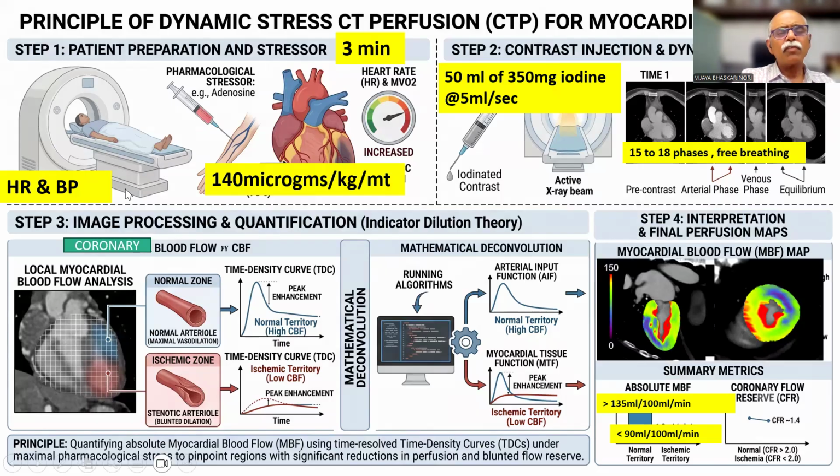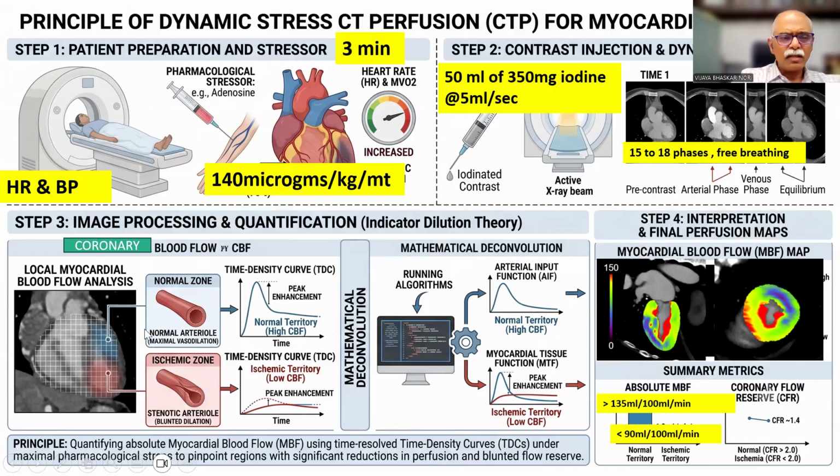Now, the principle of dynamic CT perfusion is you first prepare the patient, check the heart rate, check the blood pressure, calculate the dosage of the adenosine, 140 micrograms per kg per minute, and give it for 3 minutes. On CT scan, because the study is done fast, the acquisitions are finished in 15 or 20 seconds, so you can finish the study in 3 minutes. Then as you achieve adequate stress with adenosine in 3 minutes, start the procedure, give contrast, 50 ml of 350 milligram iodine at 5 ml per second, and acquire 15 to 18 phases, free breathing sequences in a dynamic stress perfusion.